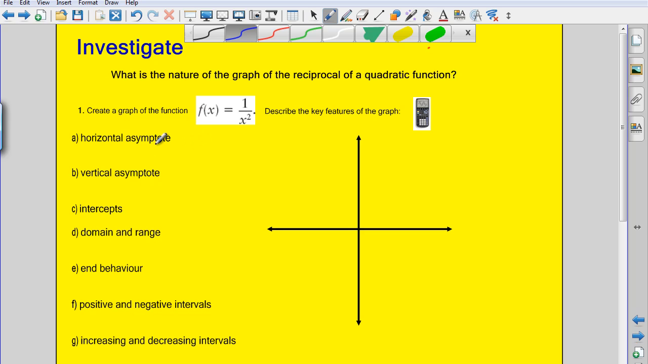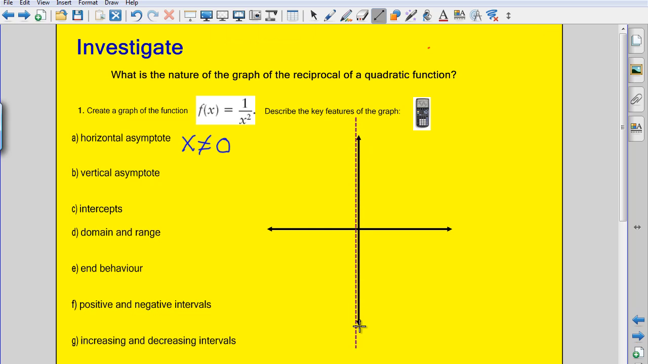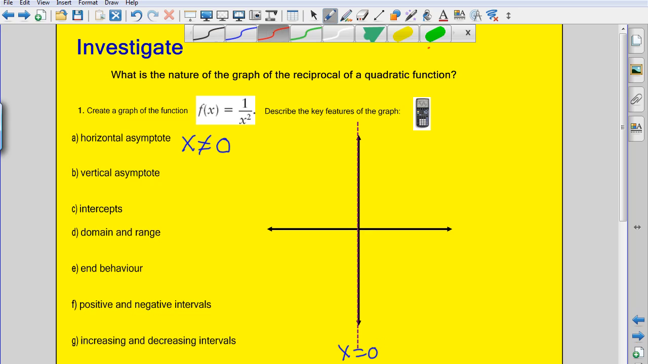When we look at restrictions, we're looking at what values x cannot be. And in this particular case, x cannot be 0. That will make the situation undefined. When that occurs, we are going to have a vertical asymptote at x = 0. And so we'll state that on our graph: x = 0 is a vertical asymptote.